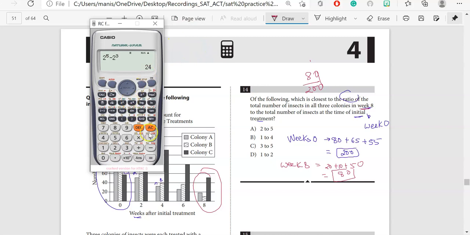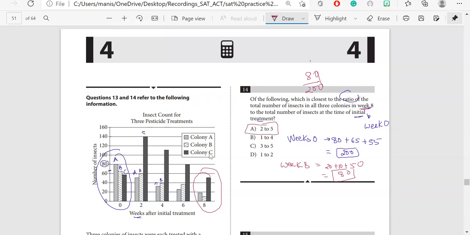Okay, let me delete this. So 80 divided by 200, if you can do it with mental math, that's great. Okay, 2 over 5, and I can see answer choice A, that's your 2 to 5. That's my correct answer for this question.